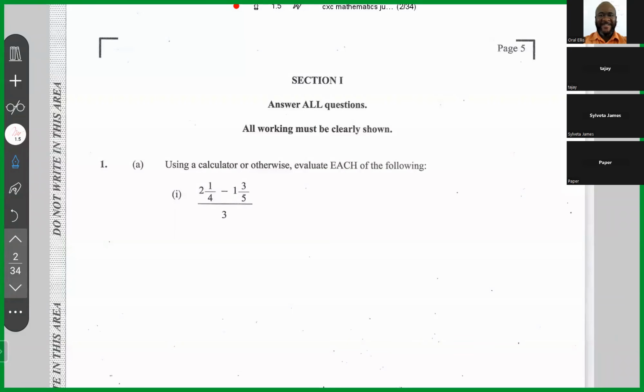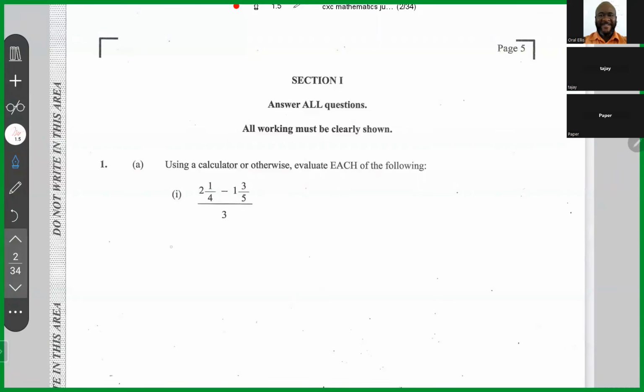What I have here is 2 1/4 minus 1 3/5 divided by 3. Now, the question says using a calculator or otherwise. It means that if you have a calculator, you can type this exactly the way you're seeing it in your calculator and then press equal and get the answer and just write it down, that is okay. Because the question says using a calculator or otherwise. All right, I'm going to do the otherwise. All right, so let's work this out.